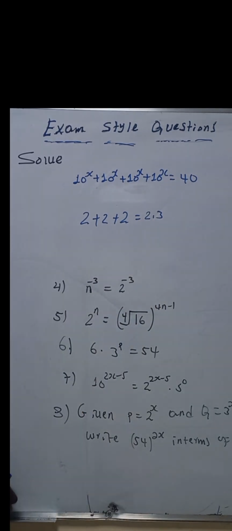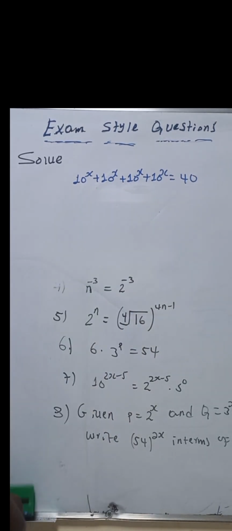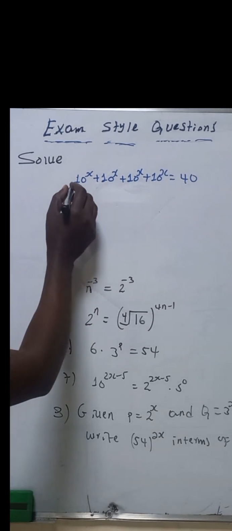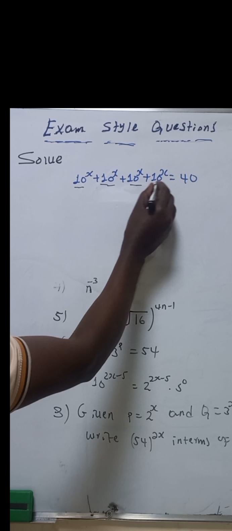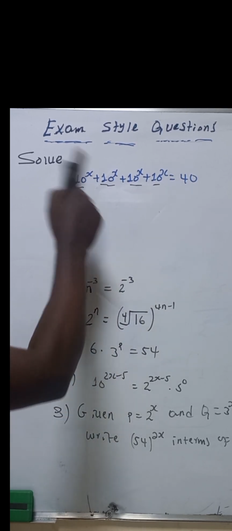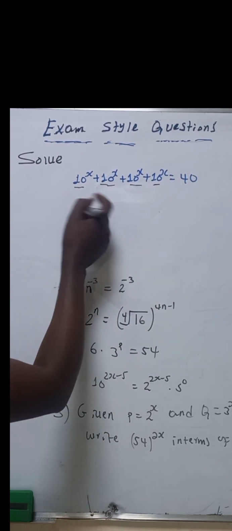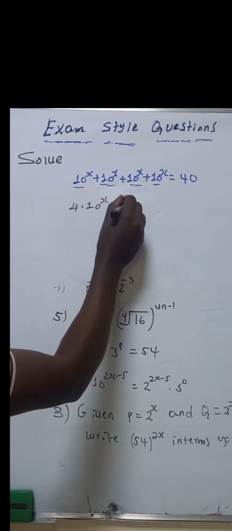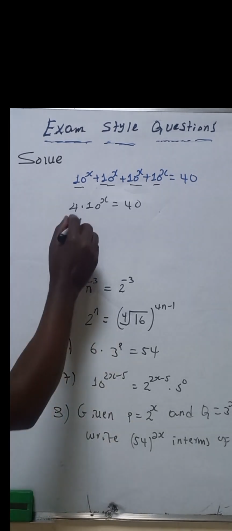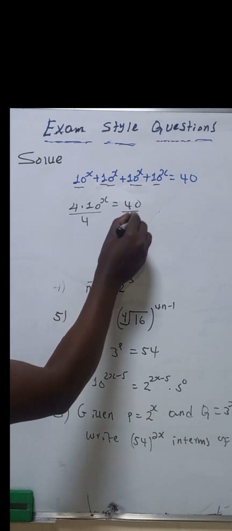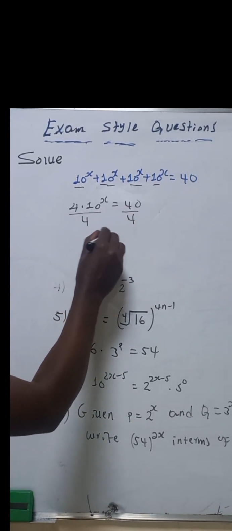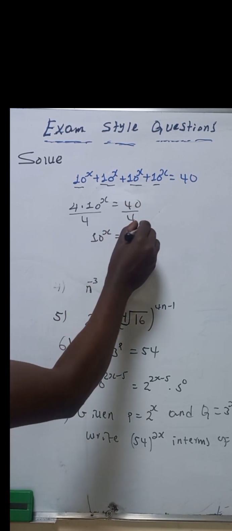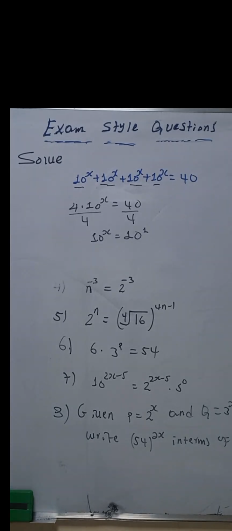So with a similar principle, how many 10 to the power of x do we have here? The number of 10 to the power of x here is 4. So this is given by 4 times, taking one of this one, which is going to be 14. Then you can divide this by 4 and this by 4. And we are left with only 10 to the power of x, and here we are left with only 10. So what's the exponent here? 1.